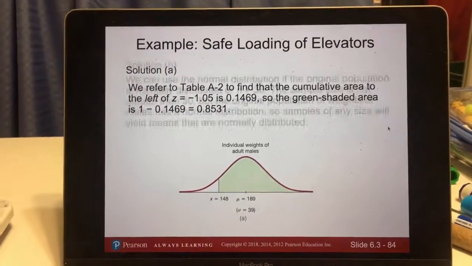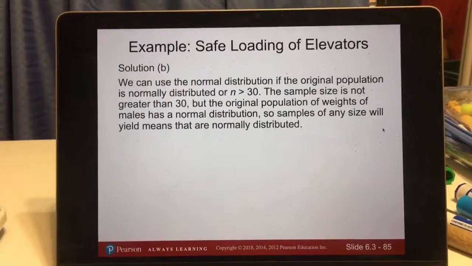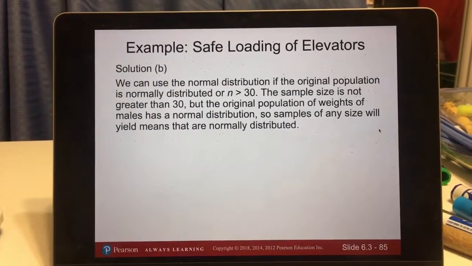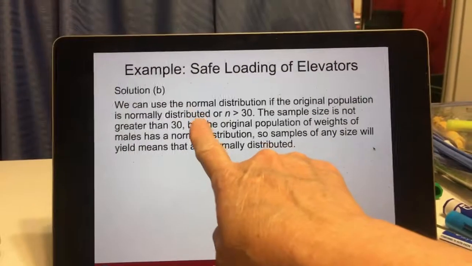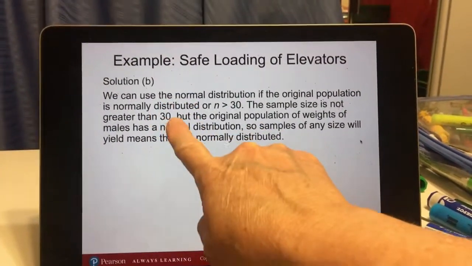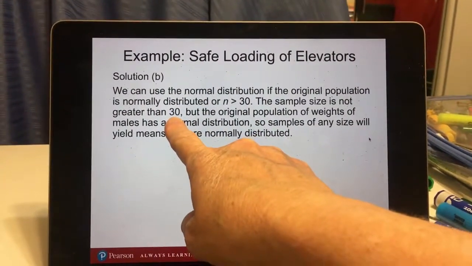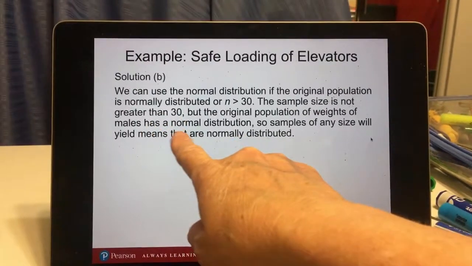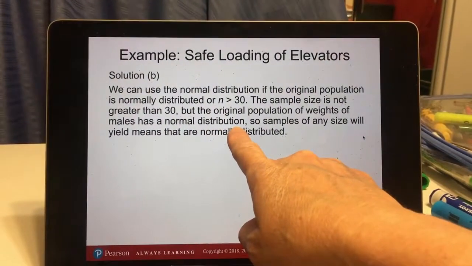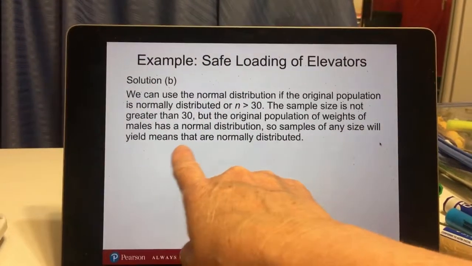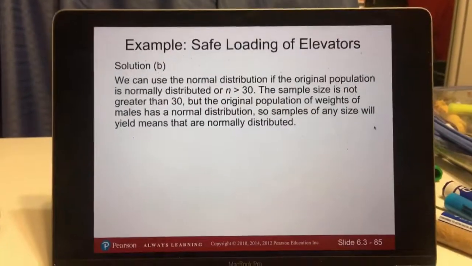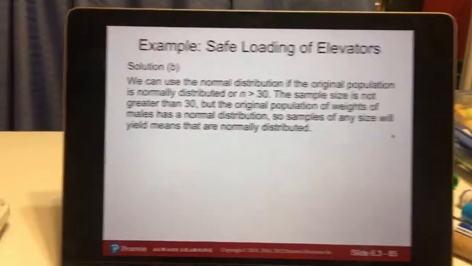Okay, so now for B, we can use the normal distribution of the original population, and since it is normally distributed, we don't have to worry about the sample size being greater than 30, because the original population was normally distributed, so samples of any size will yield means that are normally distributed. So in other words, we can use the central limit theorem.